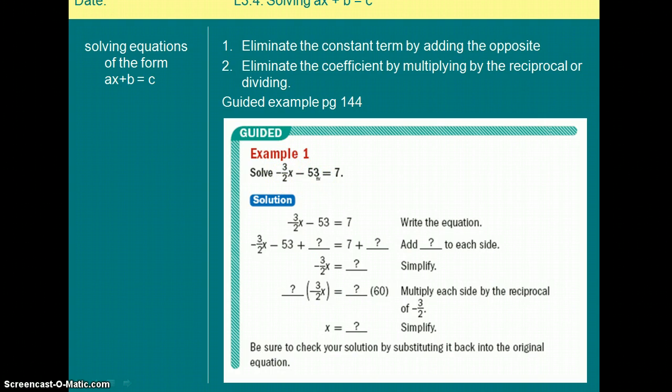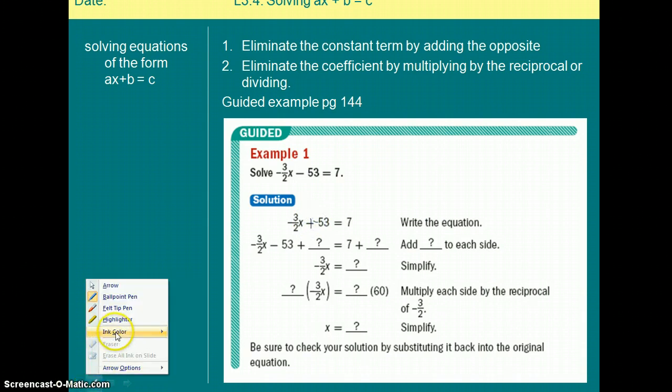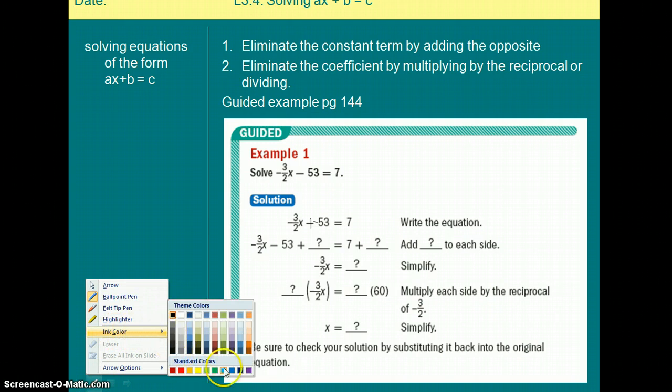Equals 7. So if we follow the directions, first it tells us to, of course, write the equation. I would go one step further and say that we should change this to a plus -53. That always helps us just remember where a negative is and where we want to make sure that we include the negative.